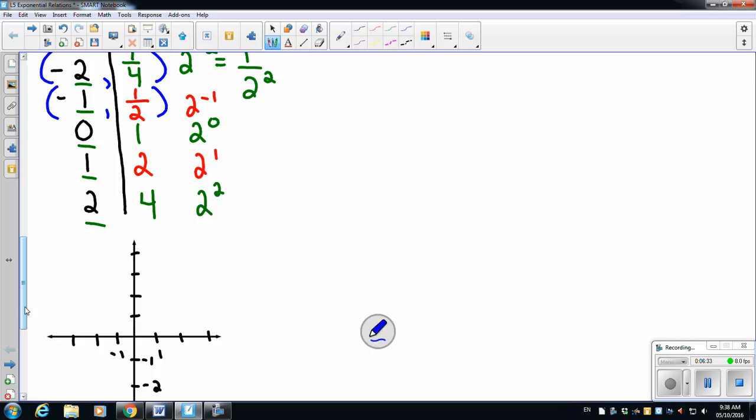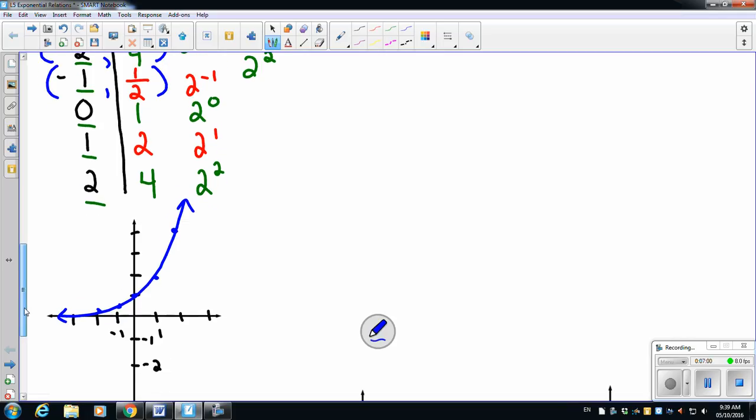Okay, so I'm going to put my points on. I'm going over to -2 and up a quarter of the way. And then I'm going to go over to -1 and I'm going to go up half the way. And then I'm going to go 0 and up 1, 1 and up 2, and 2 and up 4. And you can see that lovely little curved shape taking form.